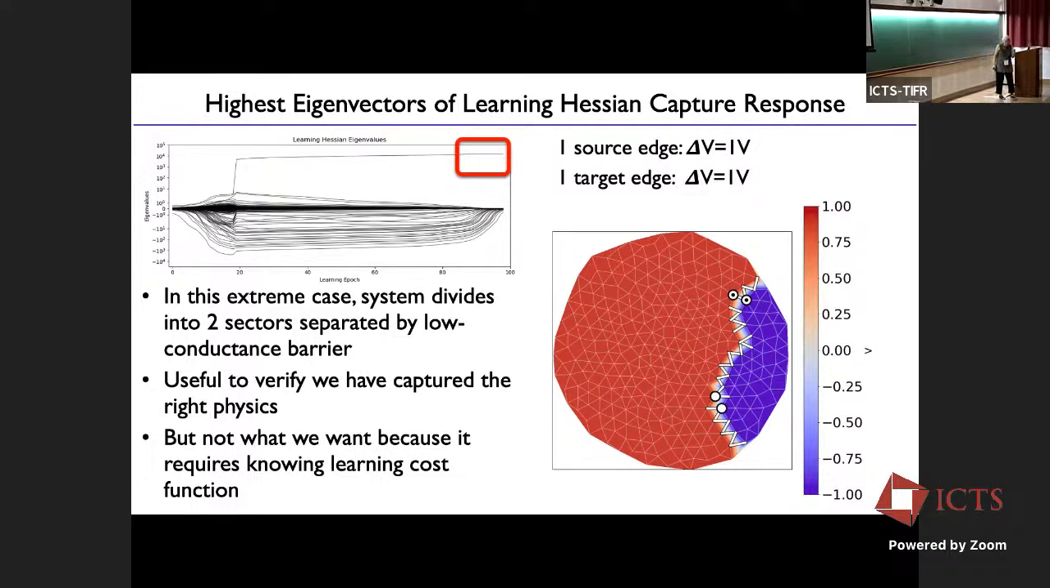Okay, so what we would like to do is to be able to figure out what the network learned, or what's the microscopic stuff, without knowing what the learning cost function is. So we don't want to have to know what the learning cost function is. We'd like to avoid using the learning Hessian, but I'm going to use it as a touchstone throughout this process, that what the system learned is contained in this learning Hessian, and we can look at that learning Hessian and compare to that.